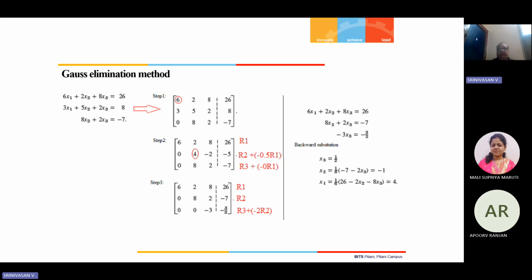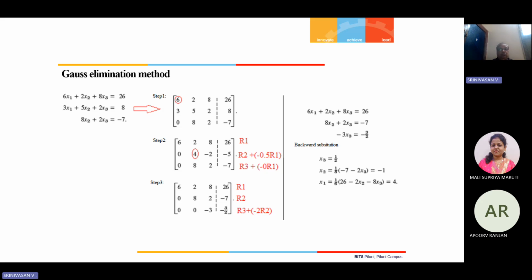The new R2 is obtained by taking the existing R2 minus 0.5 times R1, that is, we are subtracting R1 multiplied by half. So what is happening? 3 minus 6 into half, 3 minus 3, 0. 5 minus 2 into half, 5 minus 1, 4. 2 minus 8 into half, 2 minus 4, minus 2.